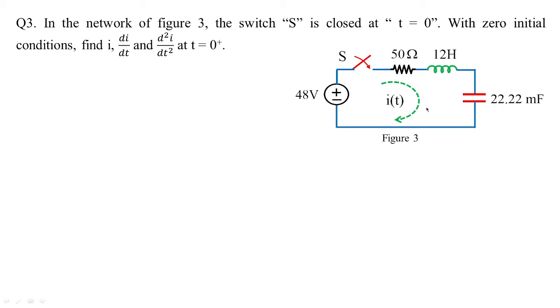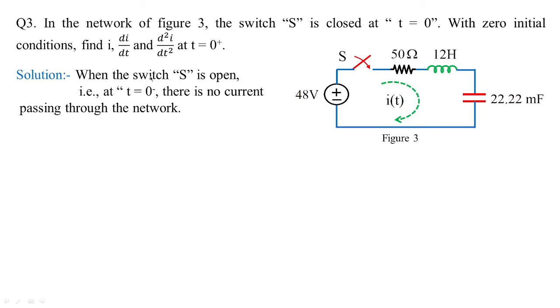Now we are going to take a resistor, inductor, and capacitor all in series, connected through a switch to a 48 volt supply source. Now we know the property of the inductor and the property of the capacitor, their initial conditions and their final conditions. So we are dealing with the initial conditions, and we need to derive the values of current, velocity of current, and acceleration of current. When the switch is open, there is no current passing through the network.